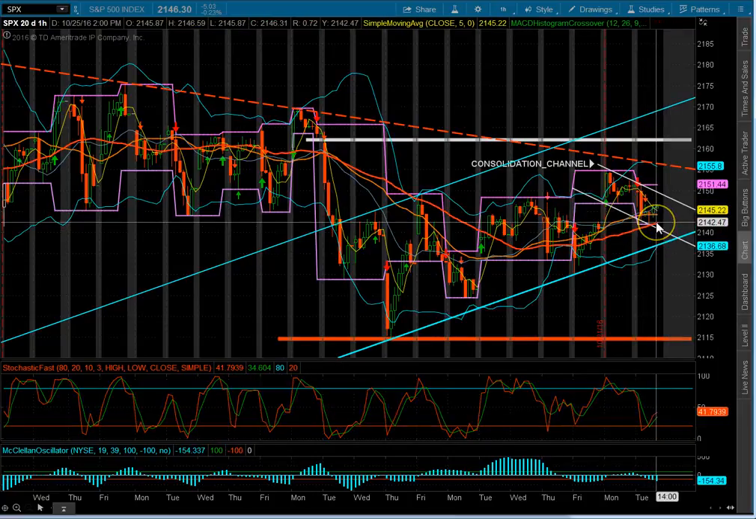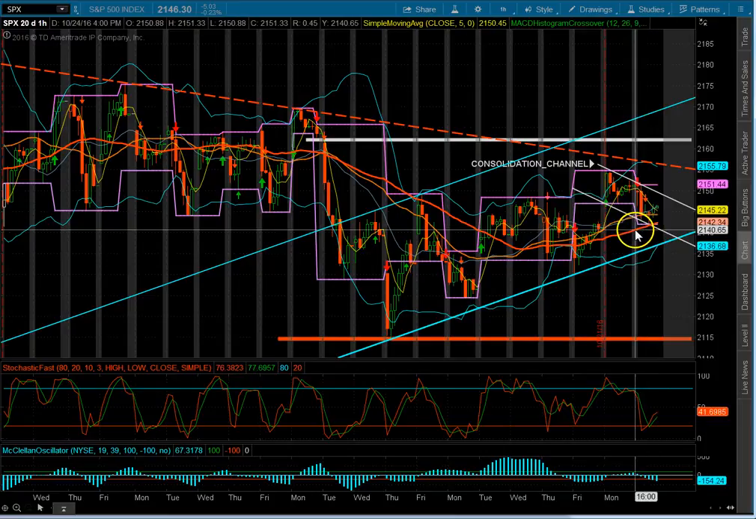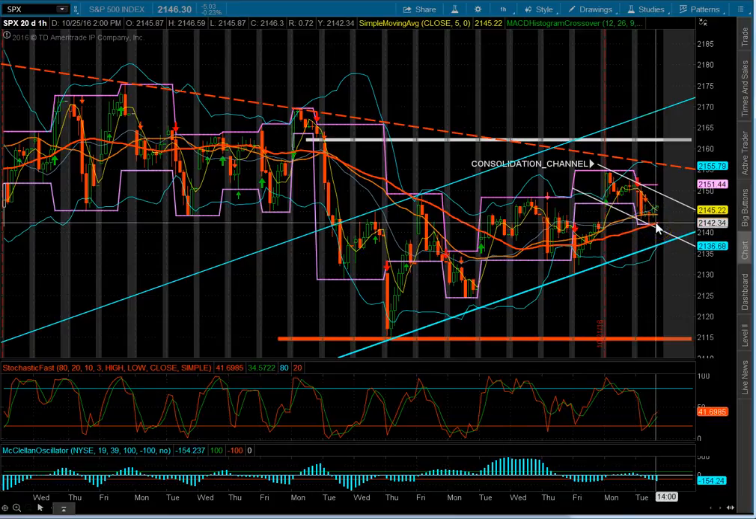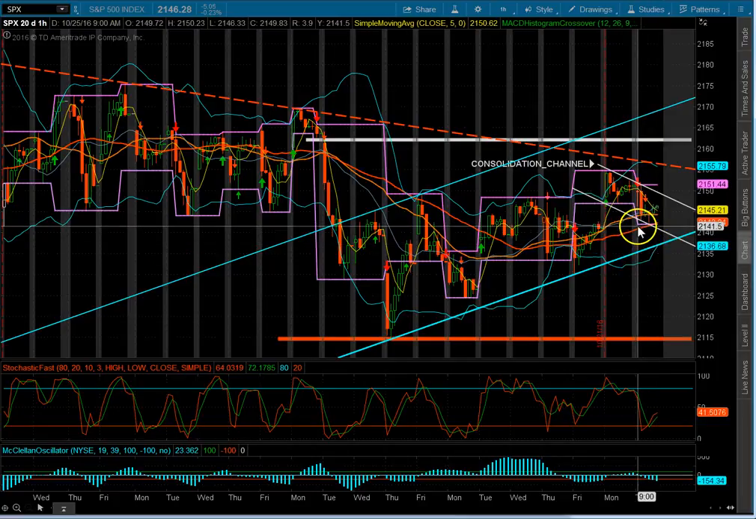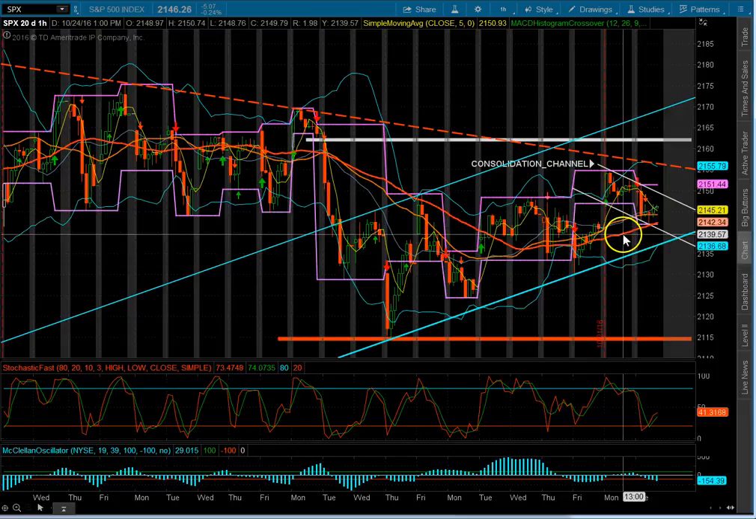We could slip and test this very critical level, this red line here, which is the 50 moving average at 2140. Let's call it around 2142, and it also happens to be the lower Darvis. So there's a whole bunch of different variables that I look at, and again, this is a game of probabilities, not a game of certainties.